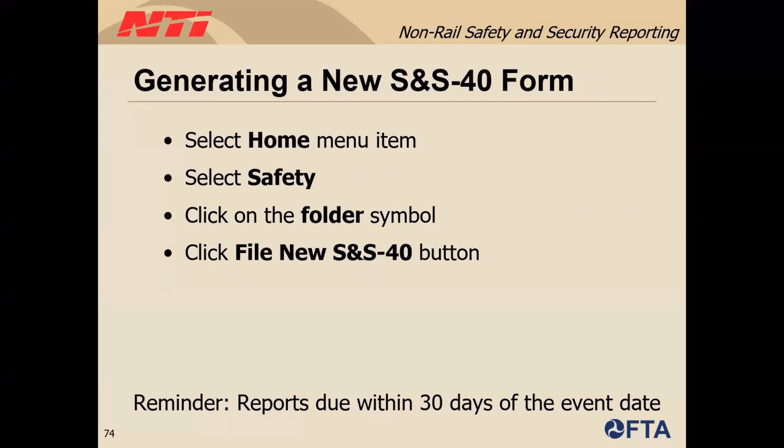As a reminder, to create a major event report, navigate to the home menu option, then choose safety, and choose the appropriate calendar year and click on the folder on the left. Unlike the SNS 50 form, the SNS 40 is not automatically generated, and you only create an SNS 40 if there is a reportable event.